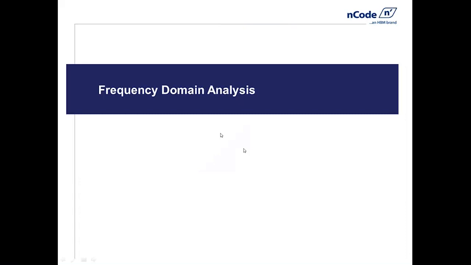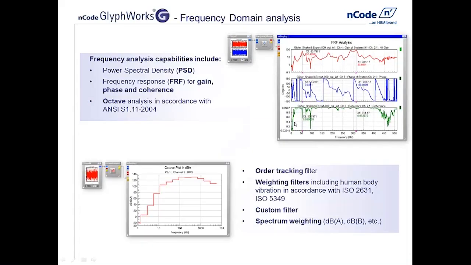So let's have a look at the capabilities in GlyphWorks. First, we've got the classical power spectral density, a global and overall spectrum of a signal showing power versus frequency. Of course, we do have all the FFT-derived spectra, like the amplitude or energy spectrum as well.